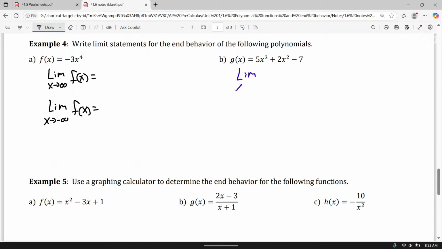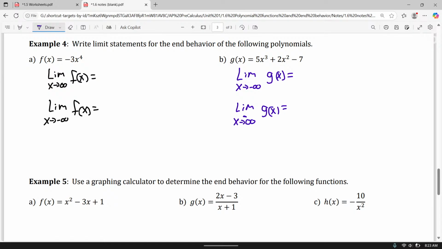Limit as x goes to negative infinity, g(x). Limit as x goes to infinity, g(x). Whoop, this one's negative. See, it's easier to add than negative. Equals. I didn't even answer the question yet, but I got most of it.